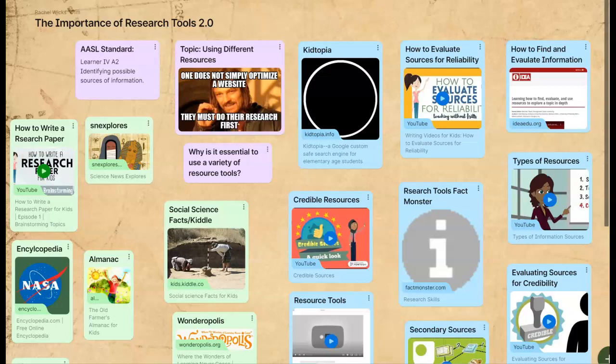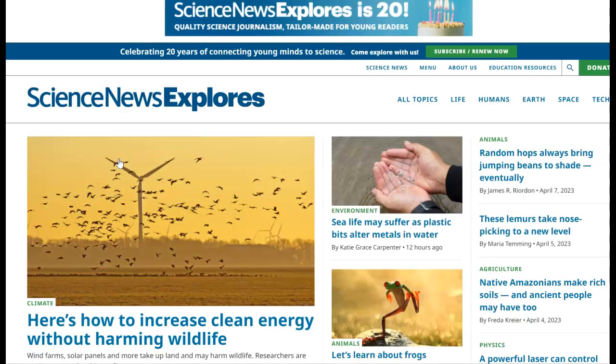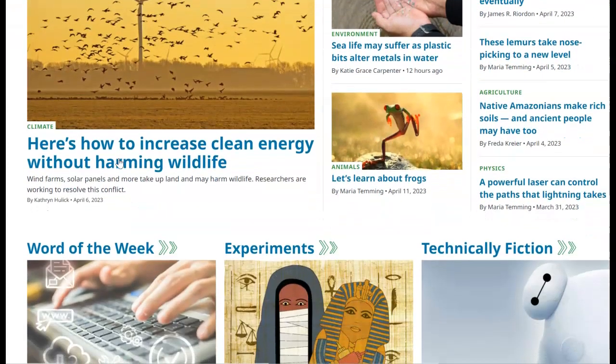Hi, I want to go over some of the importance of research tools. So let's take a look at some of these research tools. If we look at this research tool, this is going to be used for science. This is what you would use to maybe settle in on your topic. If you were struggling with a topic, you would use this website.